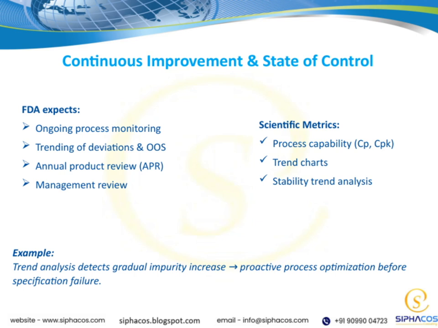Now, tying this to regulatory expectations, the FDA emphasizes ongoing process monitoring. This includes trending deviations and out-of-specifications, or OOS results, to catch potential problems early. An important part of this is the Annual Product Review, or APR, where we evaluate the overall process performance over the year. Finally, management review is a critical step. It's where leadership assesses the process health and decides on necessary adjustments. In essence, these practices form the backbone of a robust quality system, ensuring we stay compliant and deliver safe, effective products.